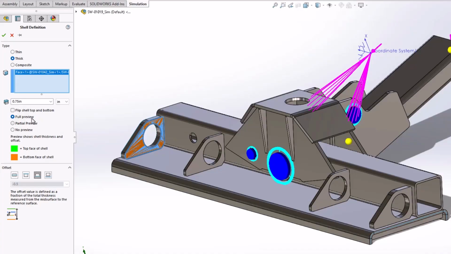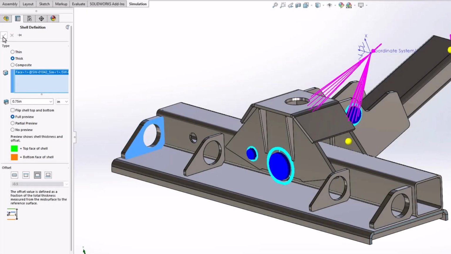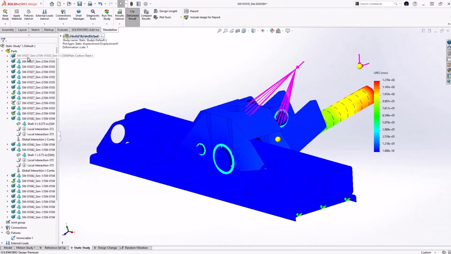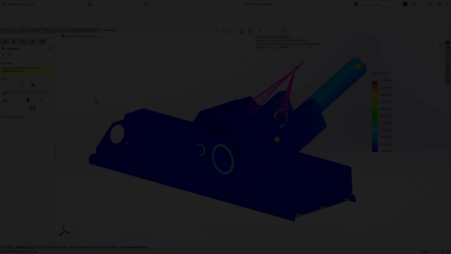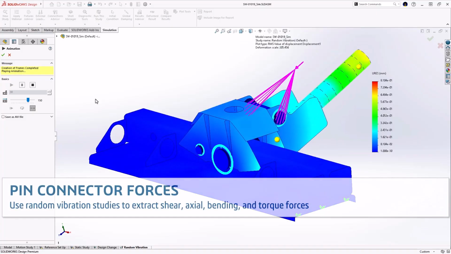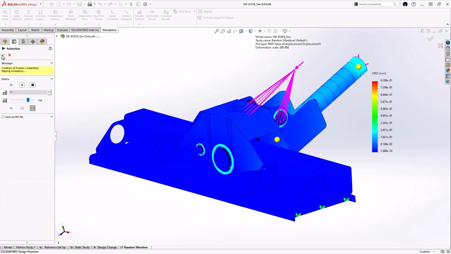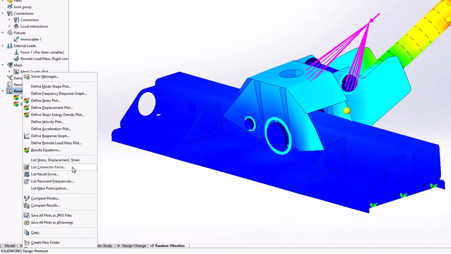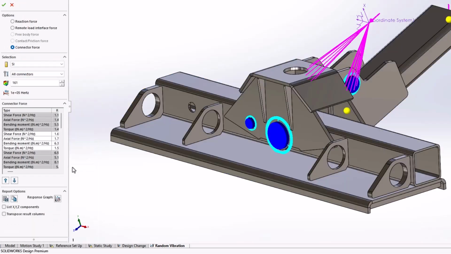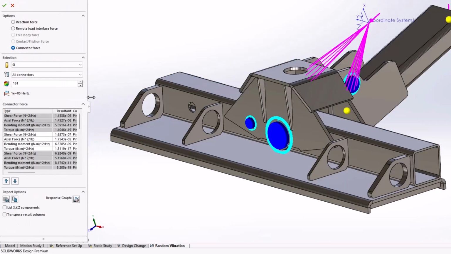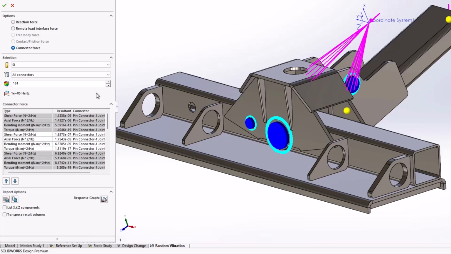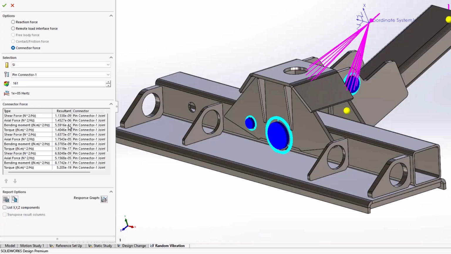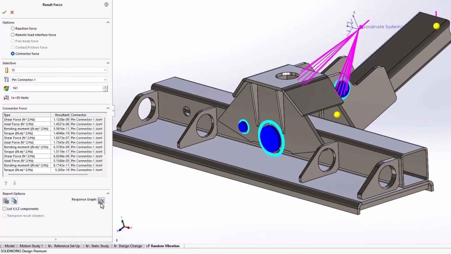Increasing the load-bearing plate and rerunning the study shows a substantial reduction in rotational deflection, bringing performance within a safe operating range. But static loading is only part of the story. During drilling, dynamic forces can introduce additional stresses. That's why we've created a random vibration study to identify potential resonance issues. New in Simulation 2026, connector reaction forces can now be calculated in dynamic response studies for pin connectors.